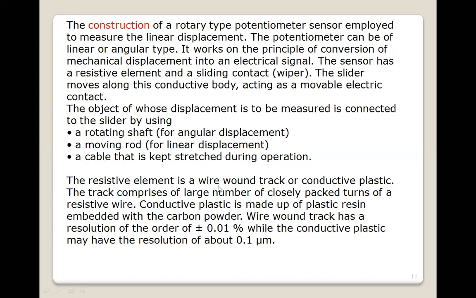The resistive element is a wire wound track or conductive plastic. The track comprises a large number of closely packed resistive wires, and the conductive plastic is made of plastic resin embedded with carbon fiber. The wire wound track has a resolution of the order of plus or minus 0.1%, while the conductive plastic may have a resolution of about 0.1 micrometer.